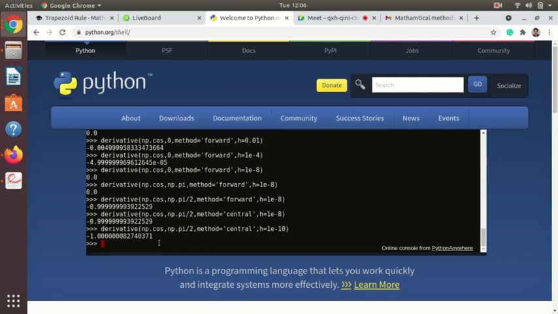In your practical, you have to find the derivative of sin at pi. You will write the same code, the derivative of np.sin, comma, np.pi, because we have to find it at pi. Then you can select the method, central, forward or backward, and the value of h. You have to do some practice. You have to do this program with sin and find the error. One more thing you have to do is use the print command.